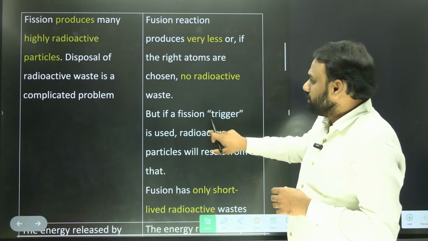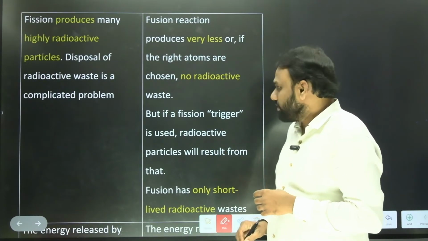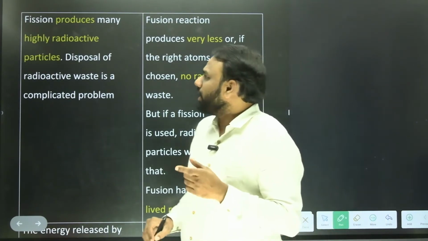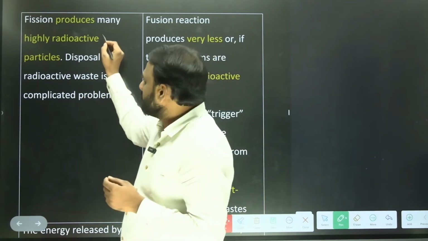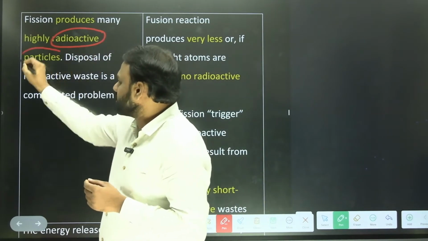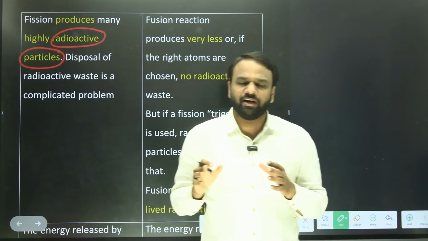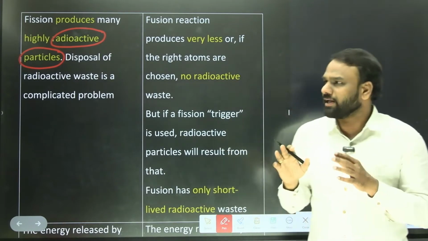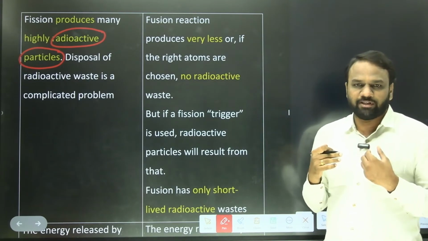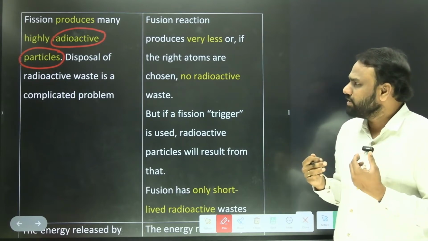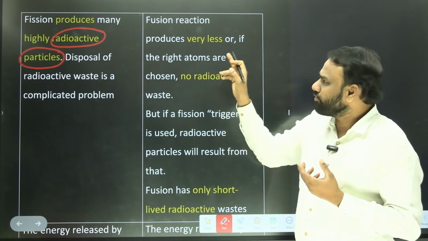Next. Now the question can also be posed in this way: which one produces more radioactive materials? So what are radioactive materials or particles? At a superficial level, we shall understand that radioactive particles are the ones which are harmful for human beings. So which one will produce more, fission or fusion?